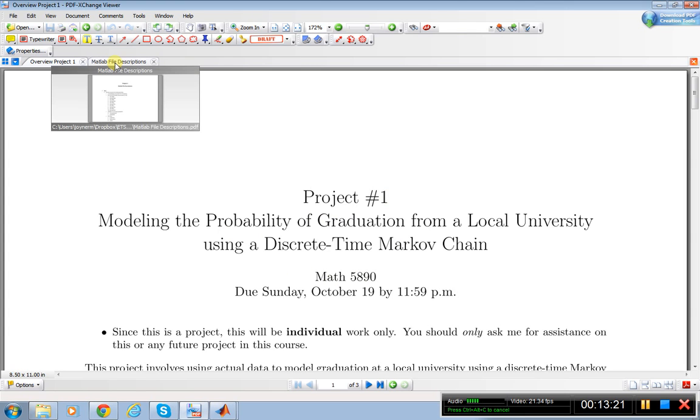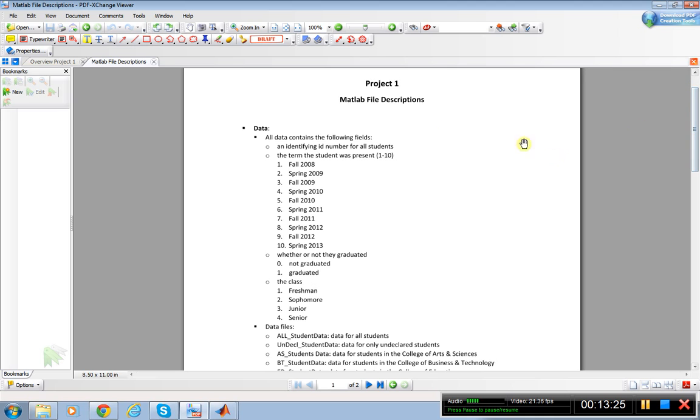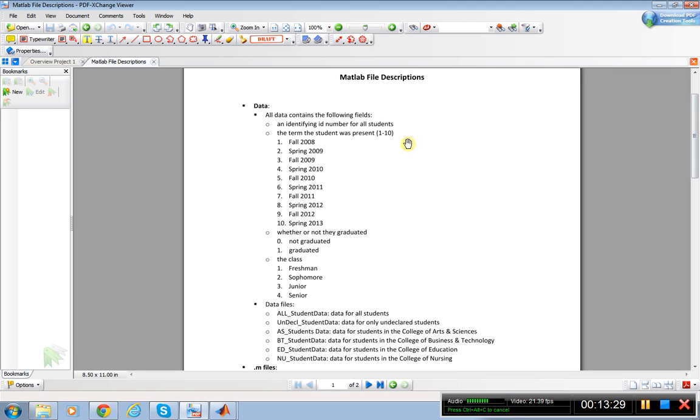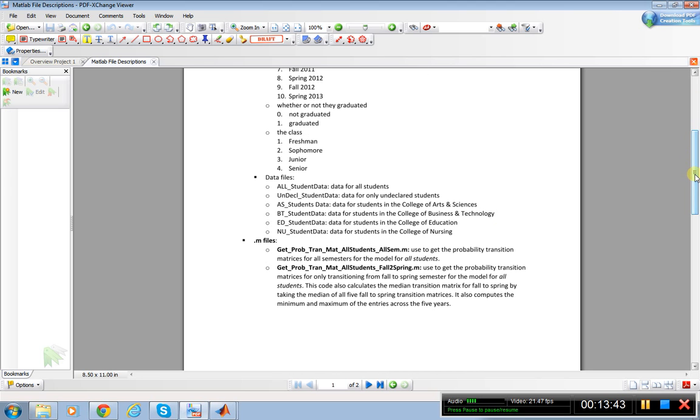Okay, so now the MATLAB files I gave you. I've given you data, different data sets, and in each of the data sets you have different terms. You have the term of the students, identifying numbers for students, whether or not they graduated, and a class. There's no header in these files, just to make it easier. I've given you all these different data sets, and I have listed on D2L which college you should be looking at.